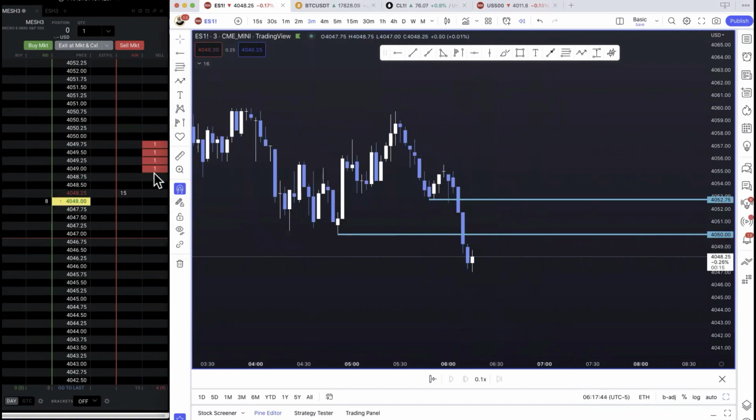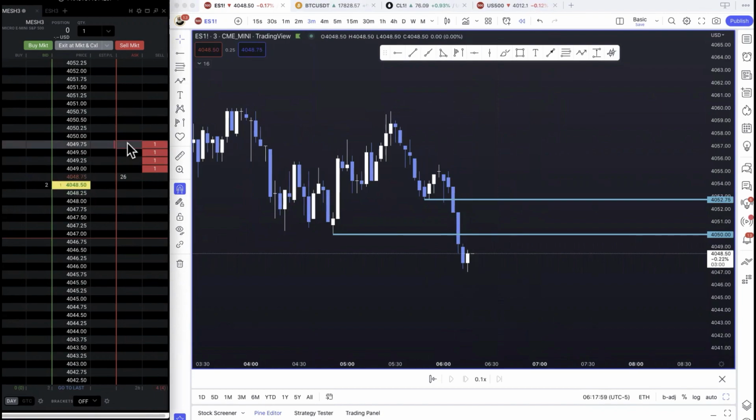But you simply click right over here and you can add these contracts and spread them out. I don't have brackets turned on. I manage them individually. If it only gets me into one contract, well, I'll only get one contract. If it gets me into all of them, I'm perfectly fine with that as well.